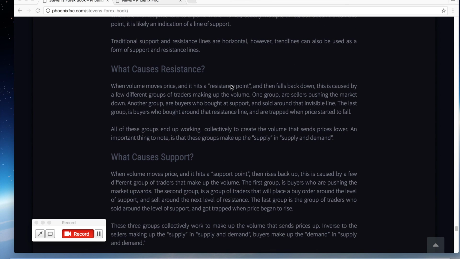So let's get into depth and let's talk about what causes resistance. When volume moves price and it hits a resistance point and then it falls back down, this is caused by a few different groups of traders making up that volume. One group are the sellers pushing the market down, and another group are the buyers who bought at support and sold around that visible line. The last group is buyers who bought around the resistance line and are trapped when the price started to fall. You don't want to be those guys. All of these groups end up working collectively to create the volume that sends price lower. An important thing to note is that these groups we just talked about make up the supply and demand. Keep that in mind.